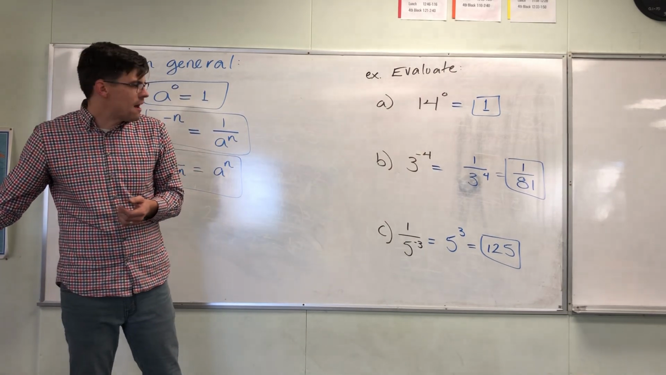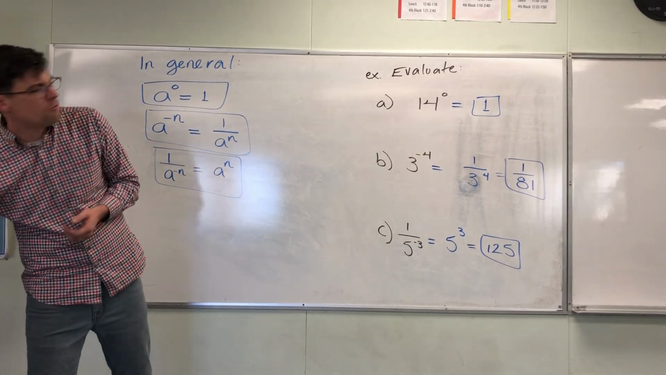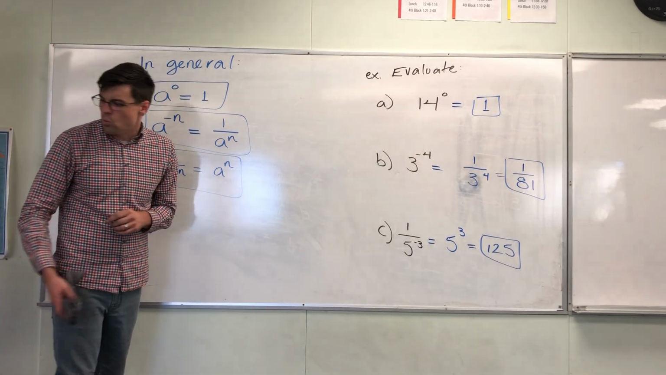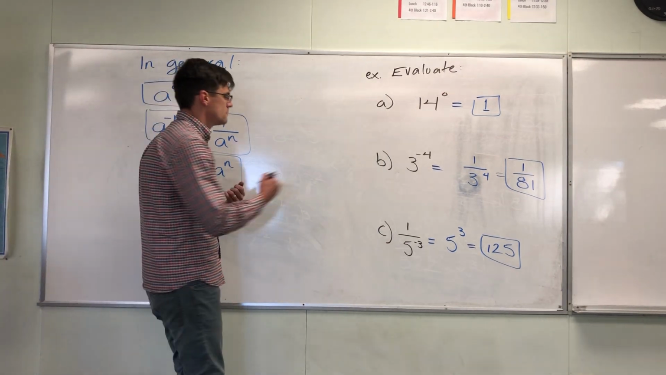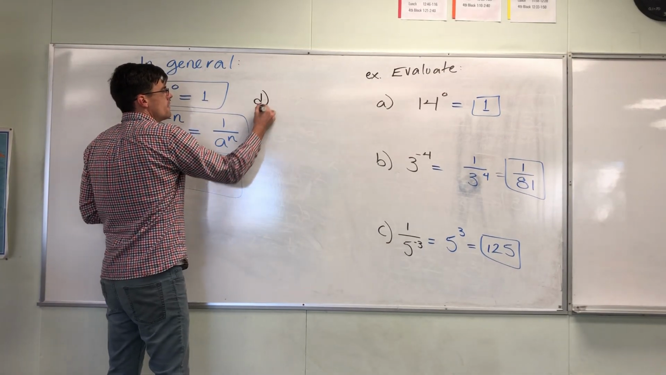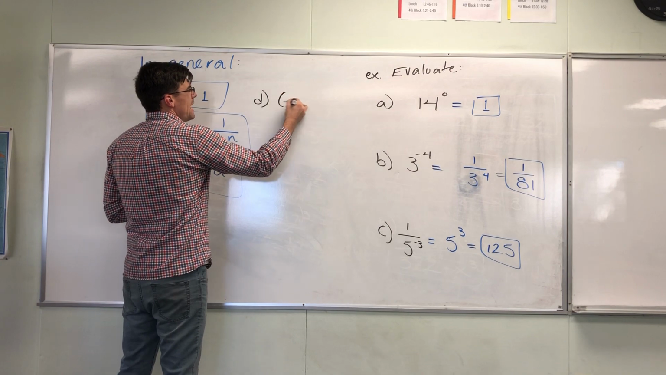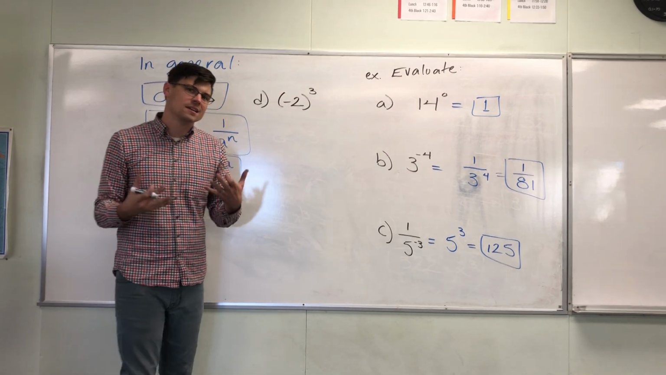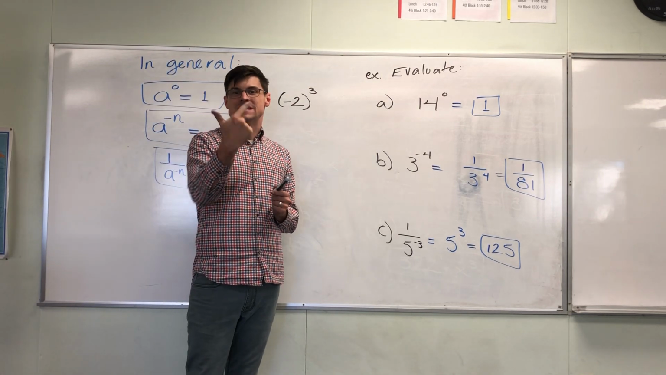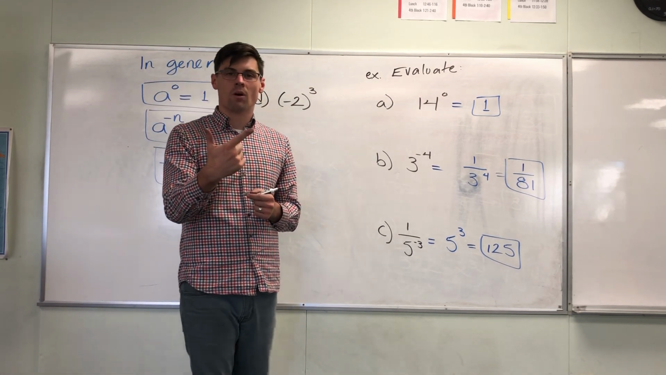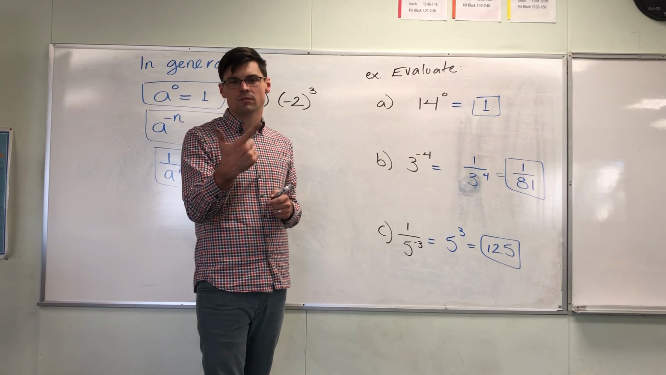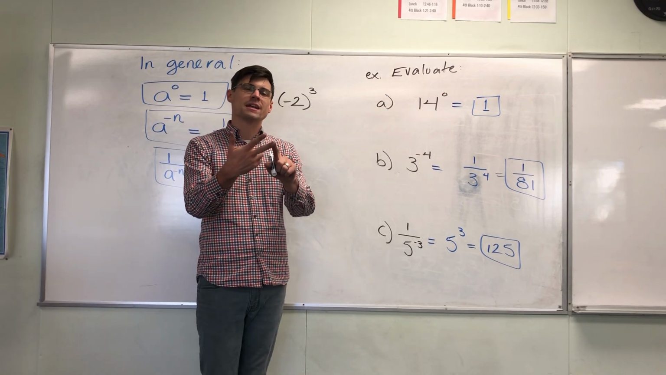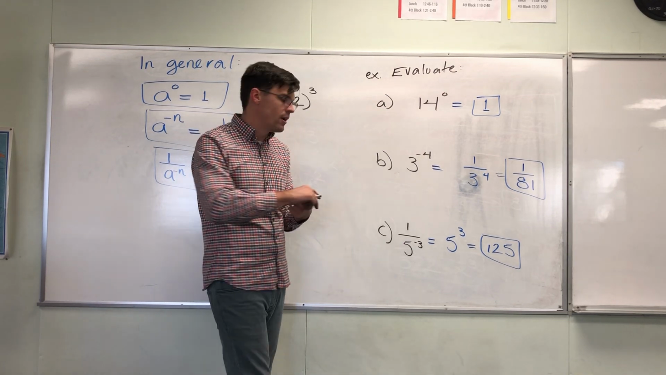So the only thing left is to deal with the negative base. Let me do one last example here. Let's say we had negative 2 to the power of 3. So that's negative 2 times negative 2. That's positive 4, because a negative times negative is positive. So if I multiply that again by negative 2, I'll get negative 8.